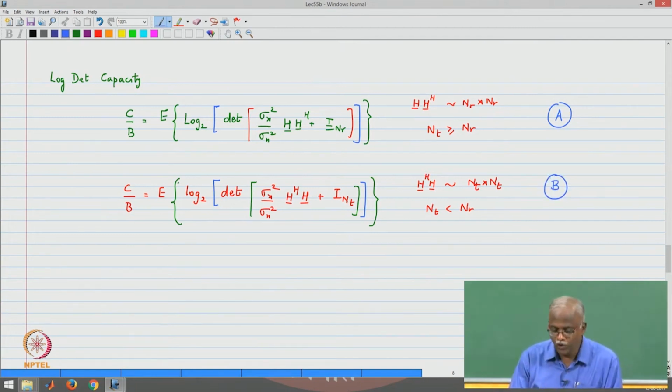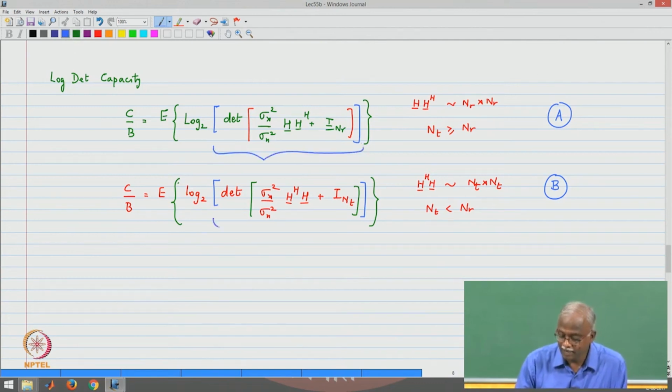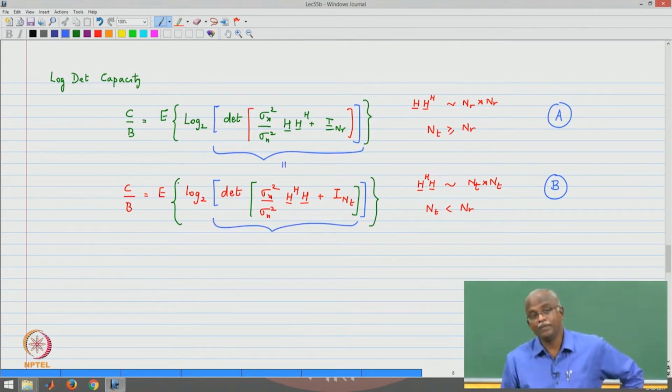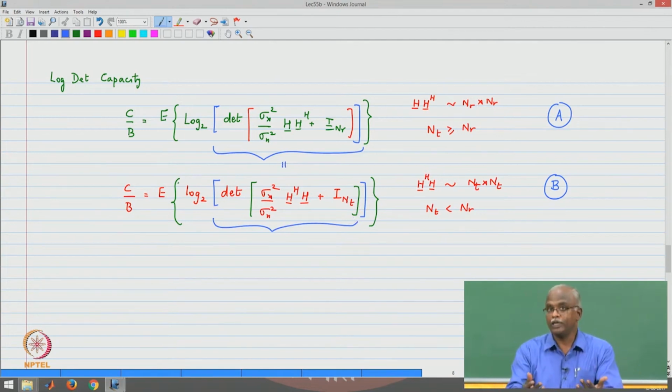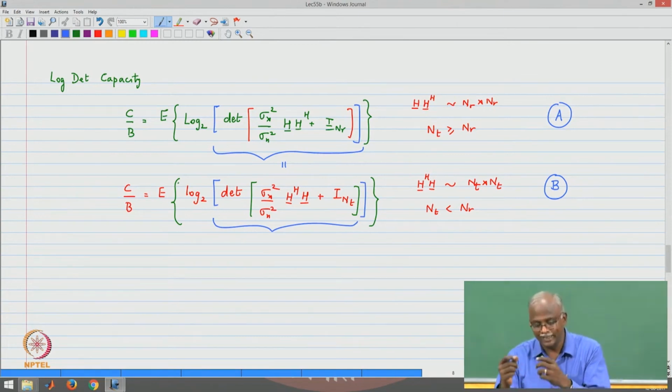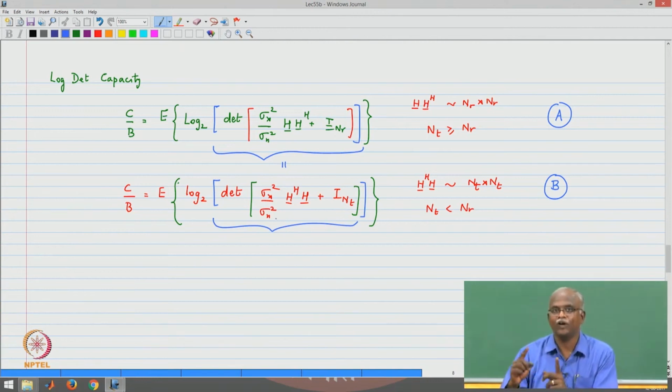In essence, no, because we have just now shown that the determinant of this expression is the same as the determinant of this. So, basically when we look at the determinants using the Sylvester determinant theorem or the properties of the H matrix, we have already shown that these two are equivalent forms in terms of the value of the determinant. So, therefore, the capacity is still the same, but what it helps us is to understand and interpret the expressions in light of the dimensionality, and that is why we have two forms.